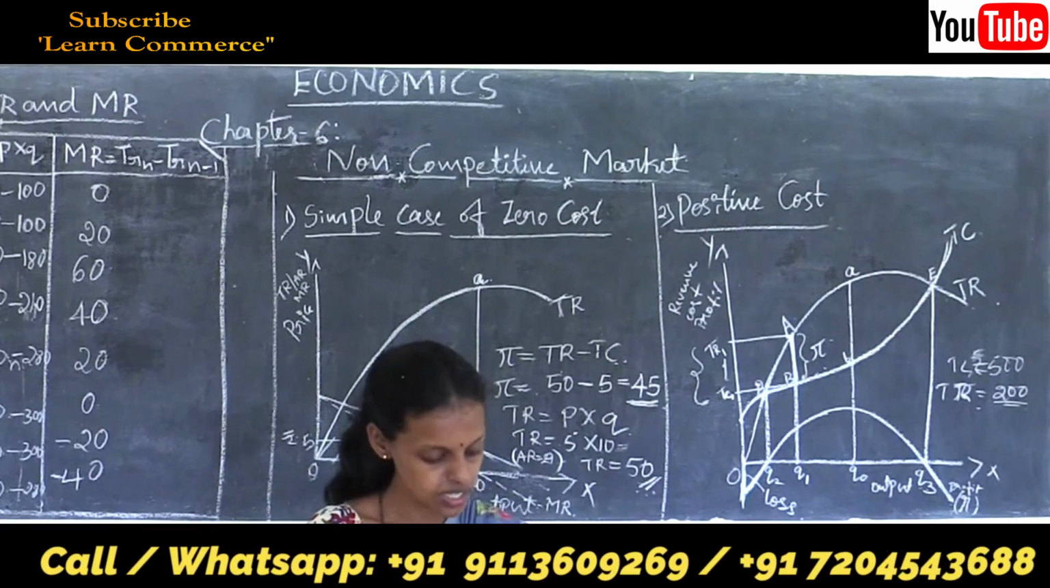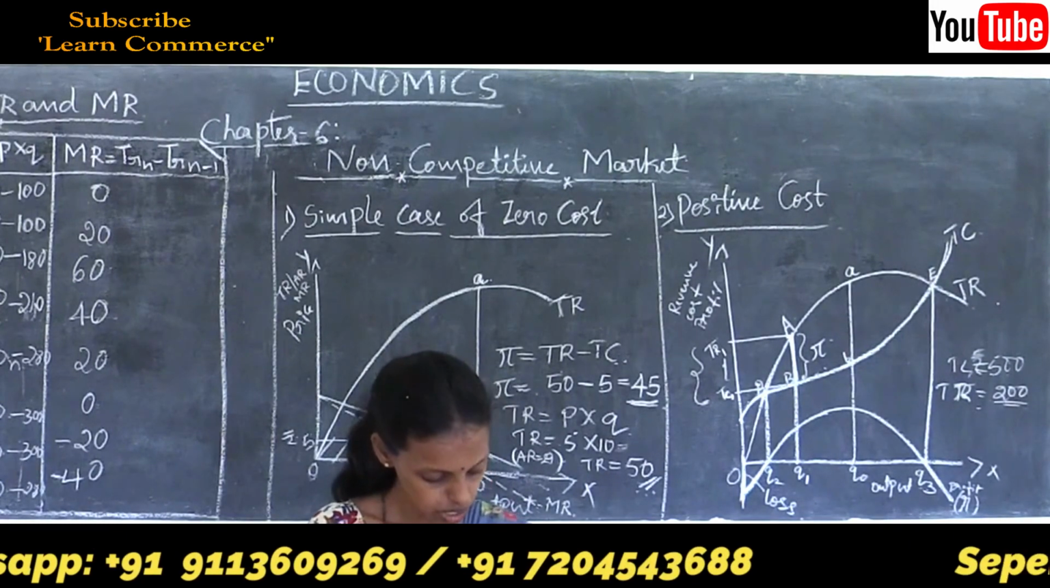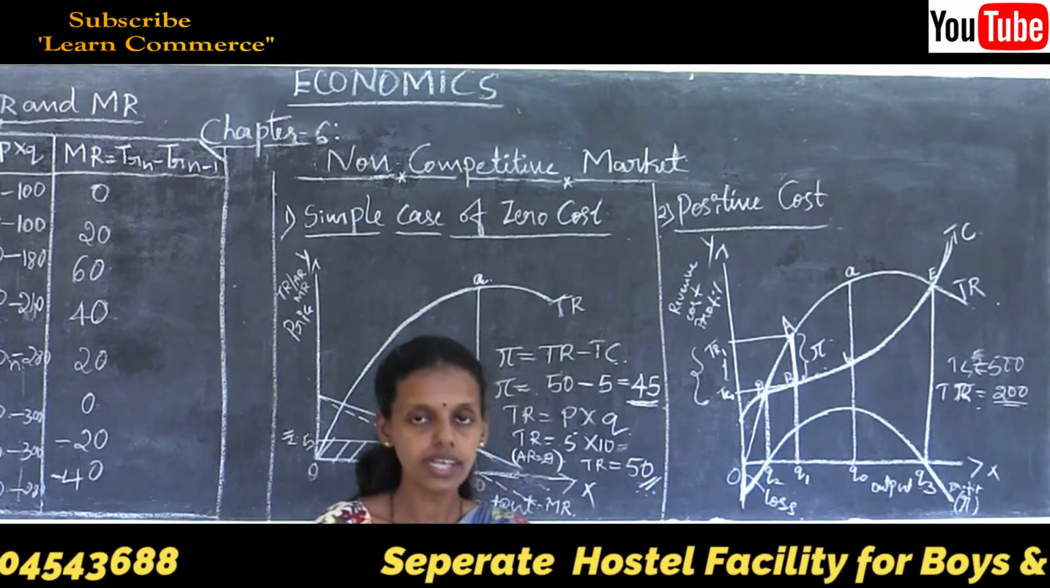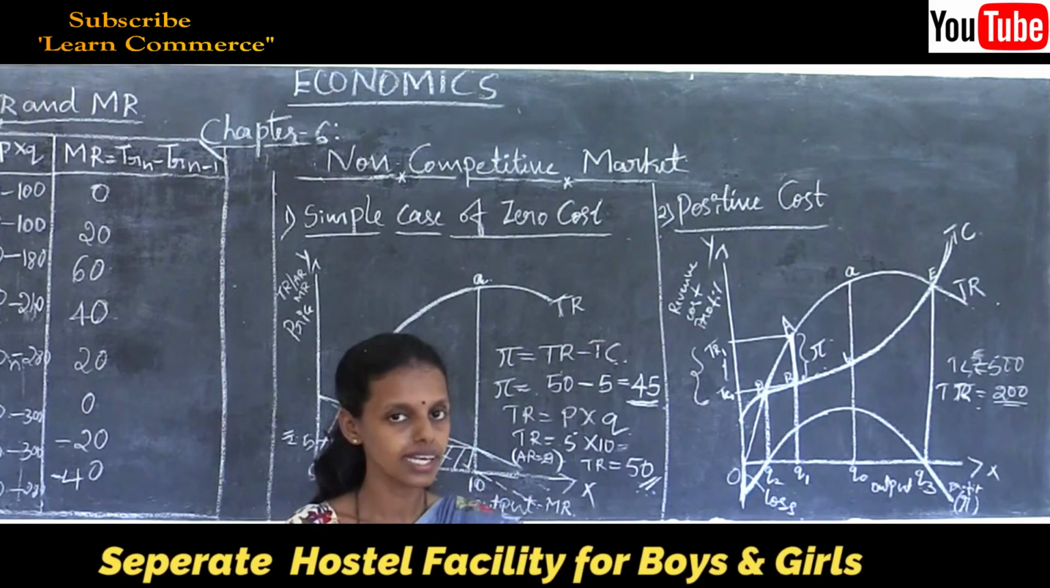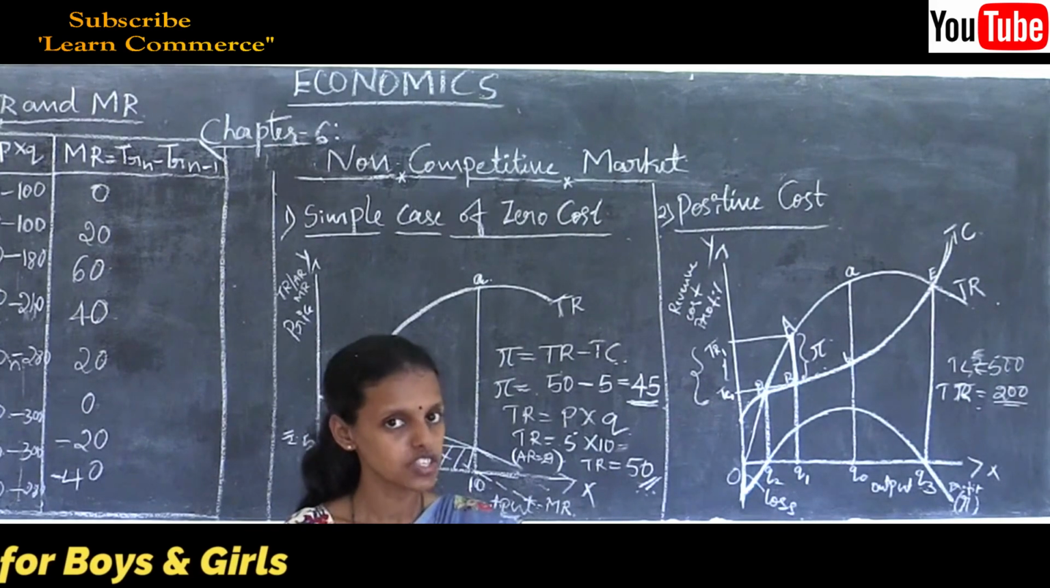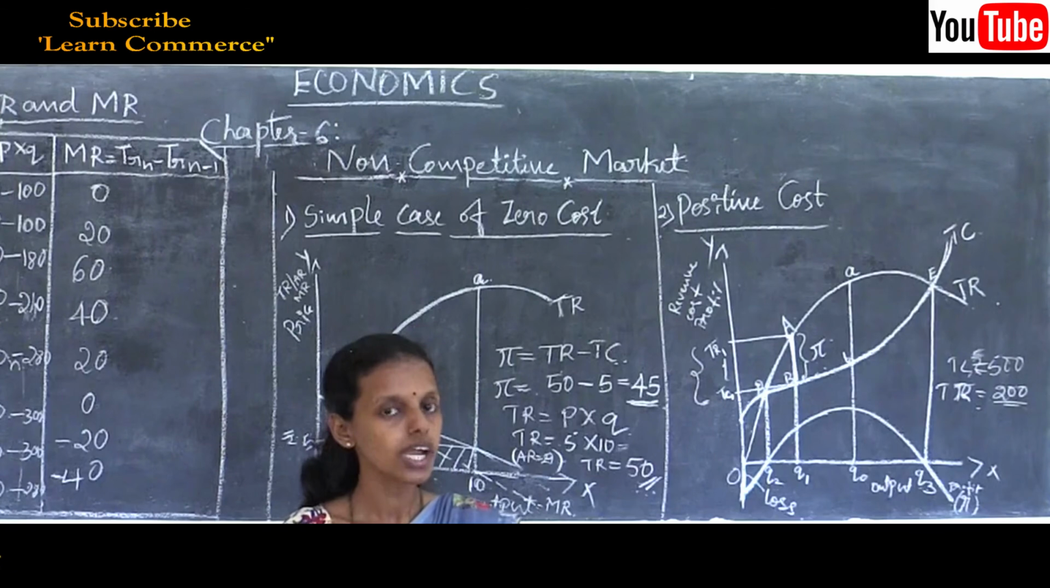In the next class we are going to discuss how the firm gets the market demand curve when MR and MC are equal, meaning marginal revenue equals marginal cost, with the help of calculations.